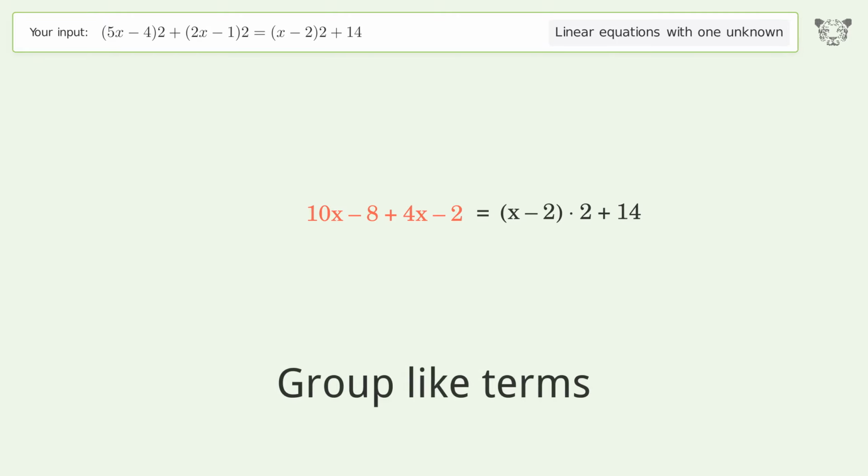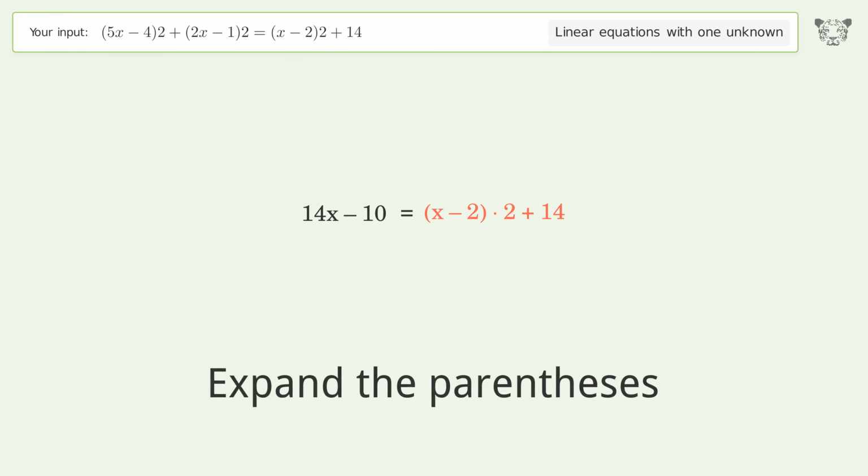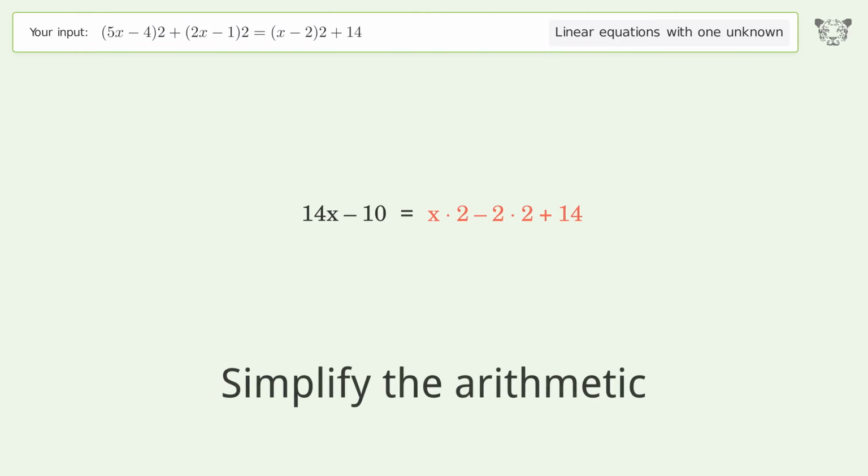Group like terms. Simplify the arithmetic. Expand the parentheses. Simplify the arithmetic.